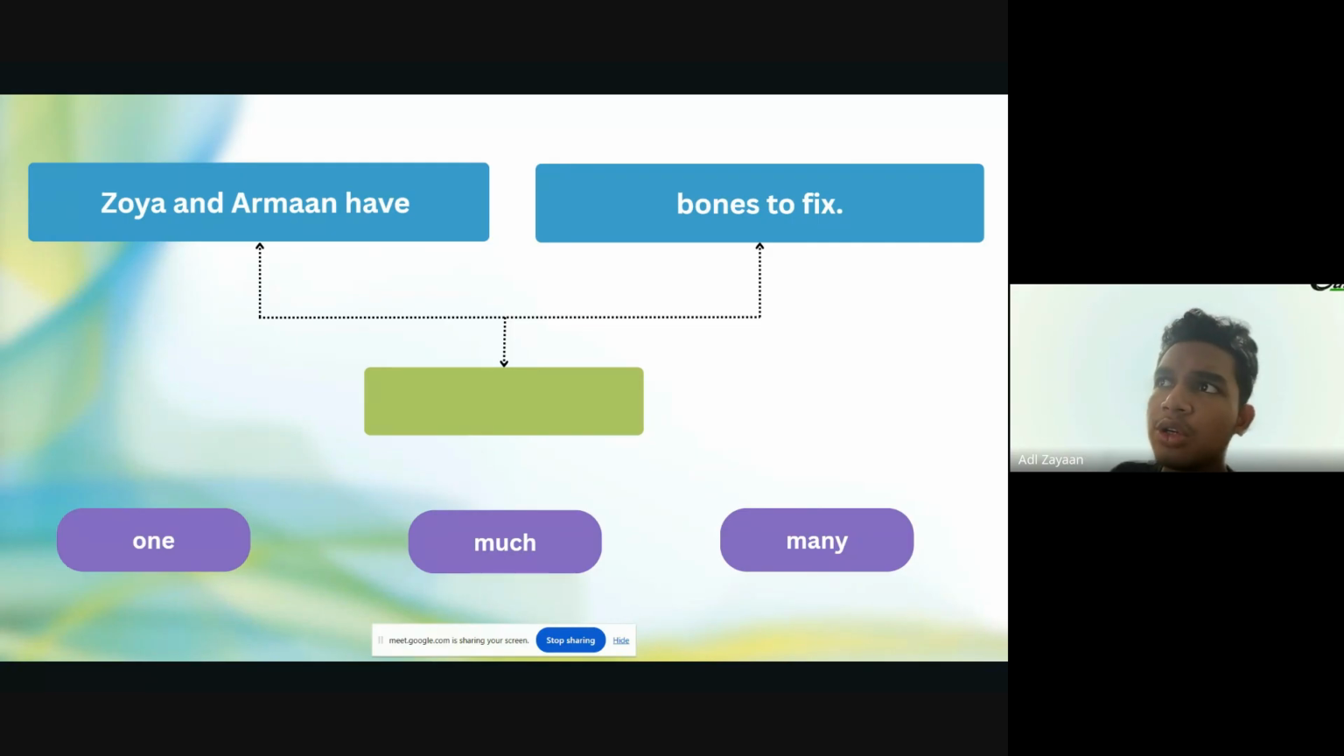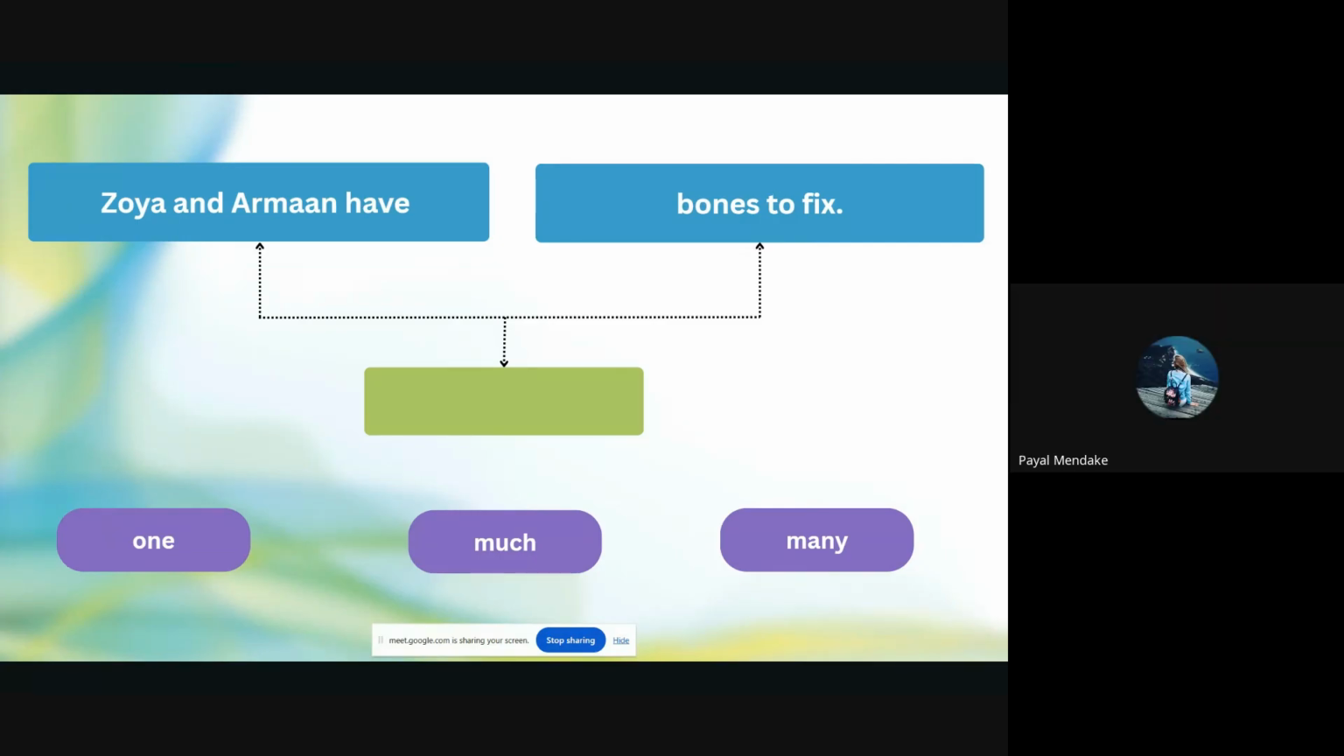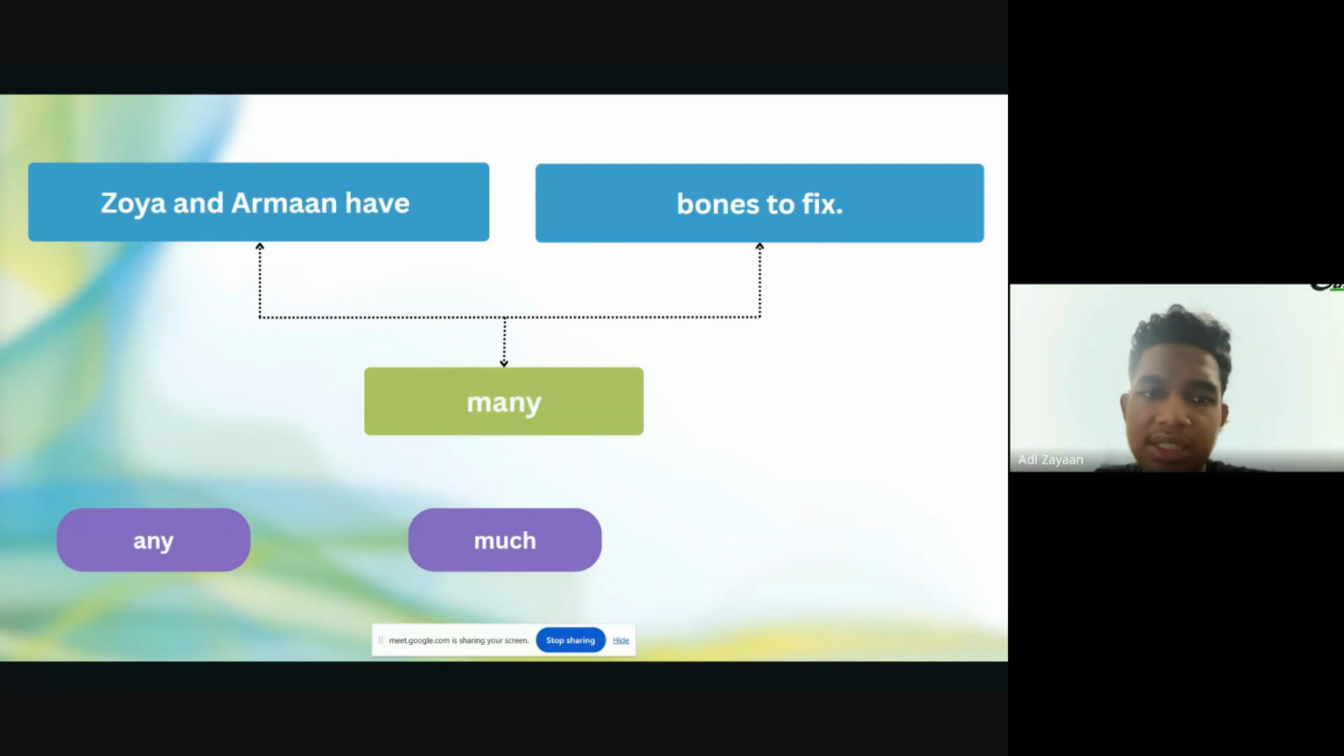So the activity is similar to this. There are two sentences, and you need to fill the blank using a word given below. Zoya and Arman have dash bones to fix. Many is the correct answer.